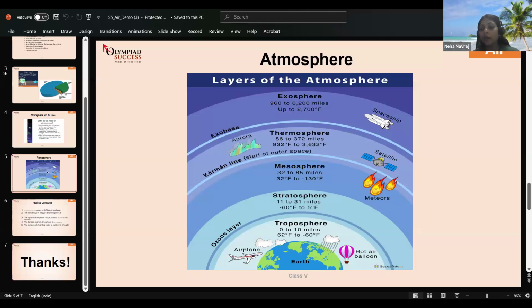So you will just copy down the sequence once, starting from exosphere. No need to write this data. Just write down the names: exosphere, thermosphere, mesosphere, stratosphere, and troposphere. Will the exosphere be the first or the last? The last, when you go away from the earth. So that is the order.